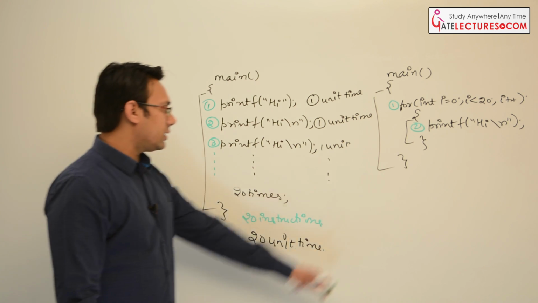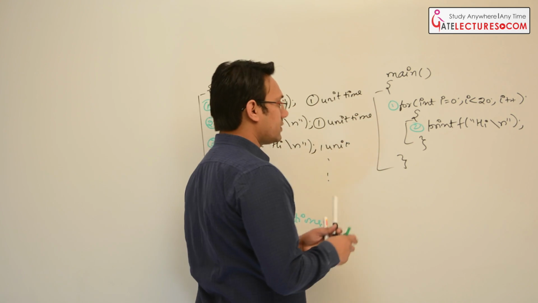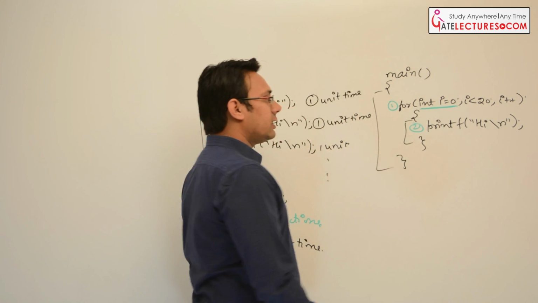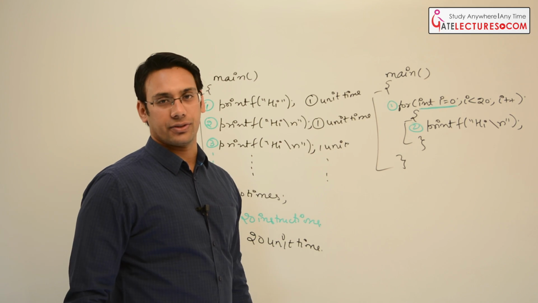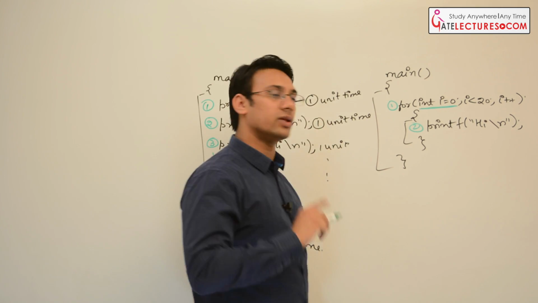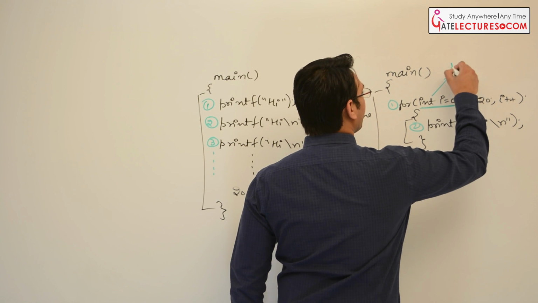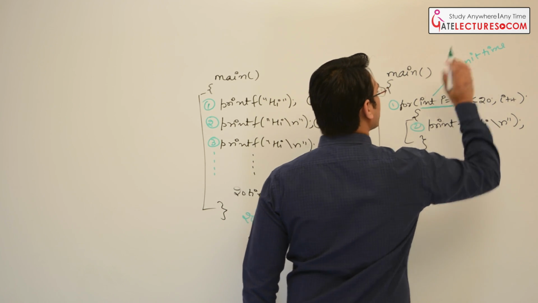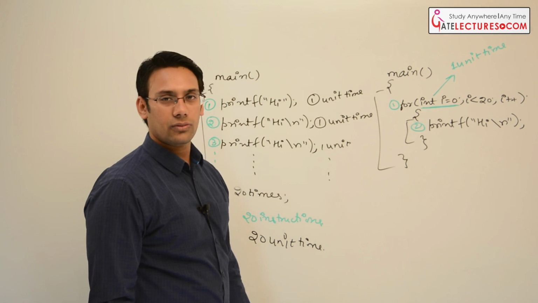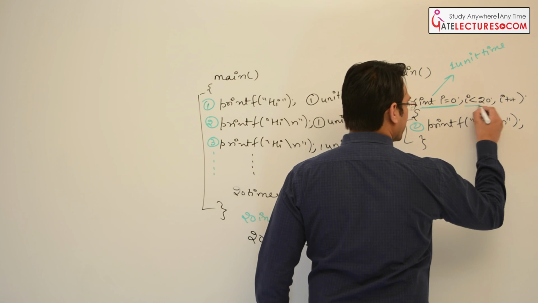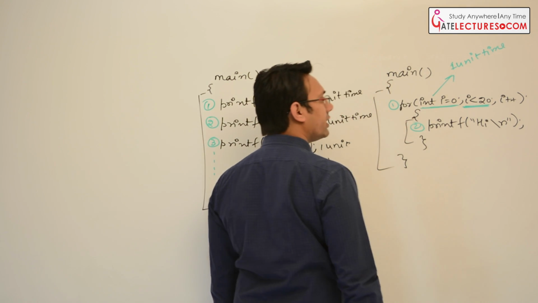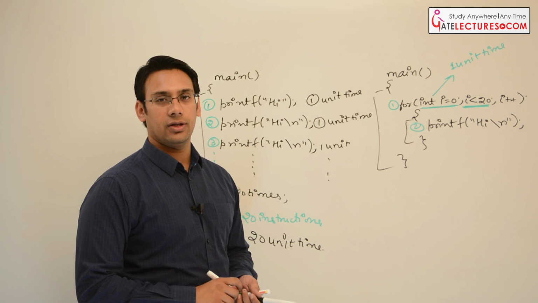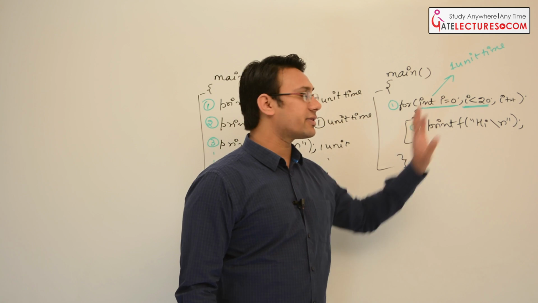Now in this program, if you see the first instruction, int i is equal to 0. How many times will this instruction be executed? It will be executed only once. Therefore, it is going to take 1 unit time, because this instruction is executing only once. Now, the next instruction, i is less than 20. How many times will this instruction be executed?